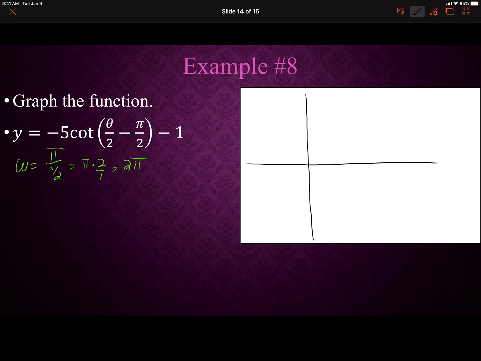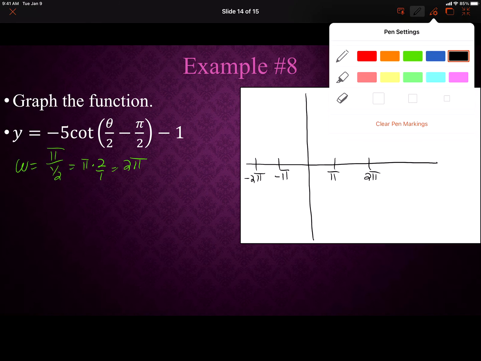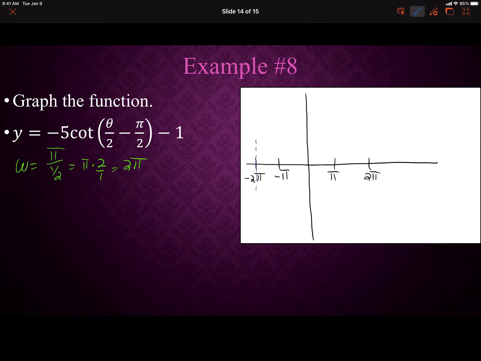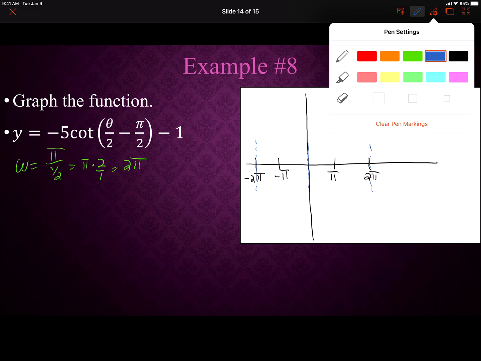We again have 2 spaces on the right side, 2 spaces on the left side. First space is the half period, which is pi, so then 2 pi for the full period. On the negative side, it's negative pi and negative 2 pi. Where again, we've got vertical asymptotes at negative 2 pi, at 0, and at positive 2 pi. And then we have points at negative pi and positive pi.